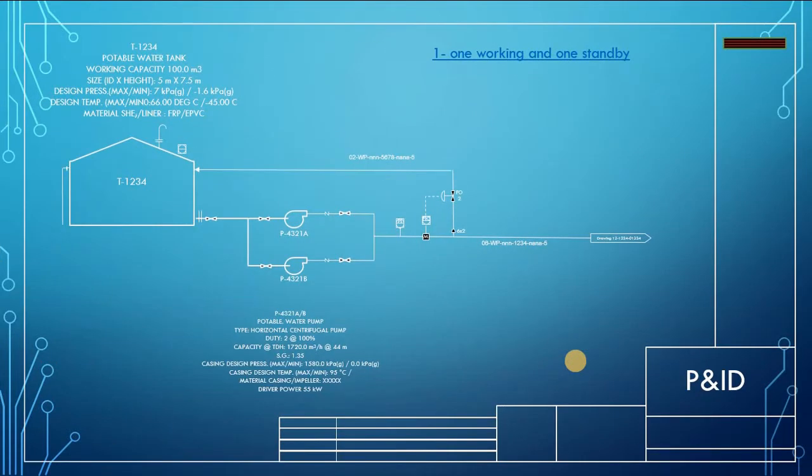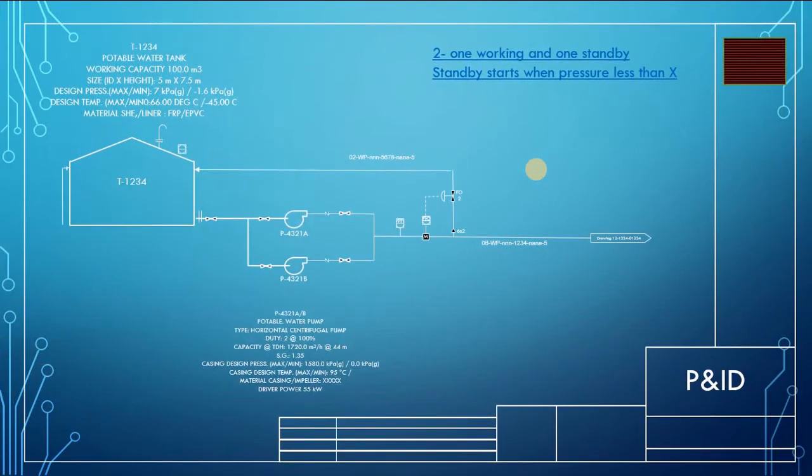Now let's go into a real example. And this is a PNID. In this PNID we have two pumps. Each one is 100%, so you have two pumps, each is 100%. One is working and one is standby. So you don't need to make any more description except a small note in the PNID saying one is working and one is standby.